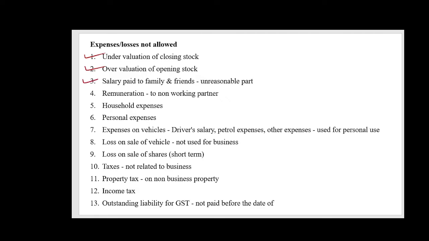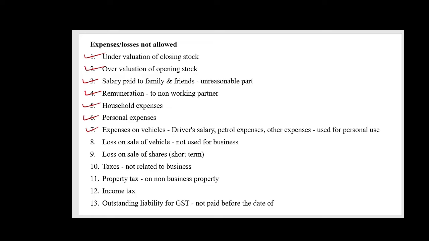Salary paid to any of the family members or friends are not allowed. But in case if family and friends are working for the business and then if salary is paid, in such cases, reasonable portion is allowed as deduction. Unreasonable part will not be allowed as business expense or professional expense. Then remuneration paid to non-working partner is not allowed. Household expenses definitely does not belong to the business, as such it is not allowed. Personal expenses also do not belong to the business or profession, as such it is not allowed.